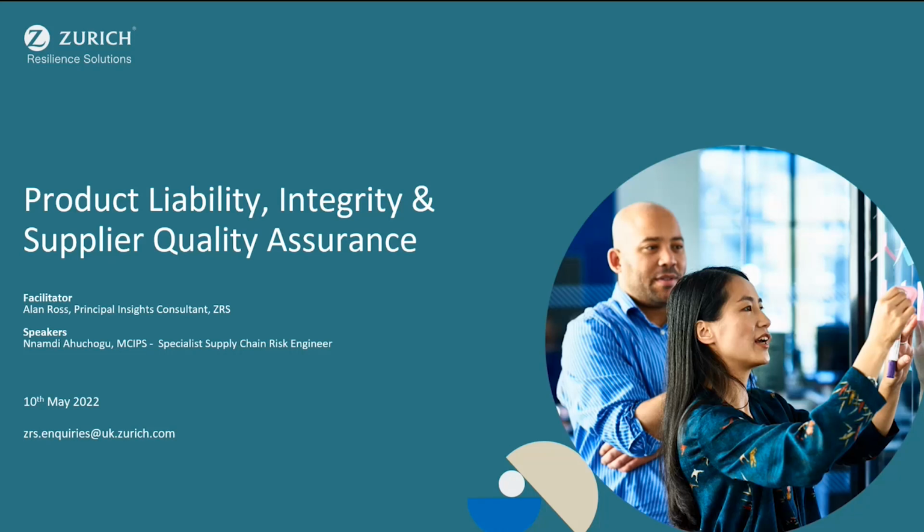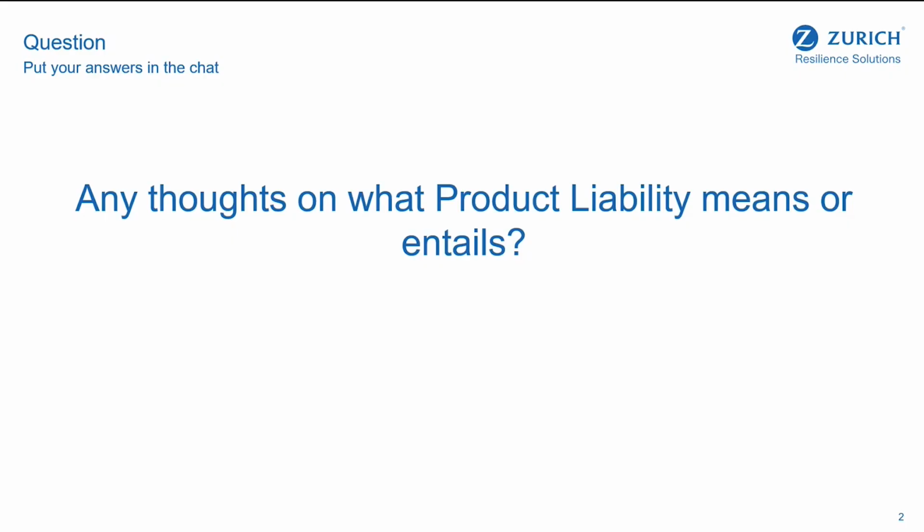But yeah, moving on to the topic of today. So it's product liability, integrity, and supplier quality assurance. This is the fourth in our series of supply chain webinars, as Alan mentioned. We're going to start off the session, as we've done with previous sessions. We've tried to make it a little bit interactive, get the thought process going with the attendees. One of the first things we want to try and look at is just get people's views on the call around what product liability is and what product liability entails. As part of the session, we're going to look at a definition of product liability. We're going to look at an example, and then we're going to see how it links into the supply chain as well. So put your answers in the chat group, please. Just any thoughts on what you think product liability means or what it entails. We'll just take a minute to do that.